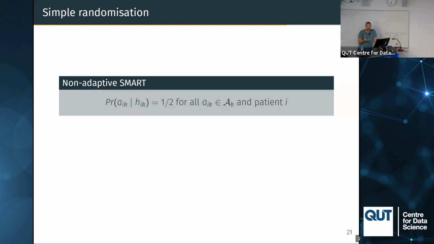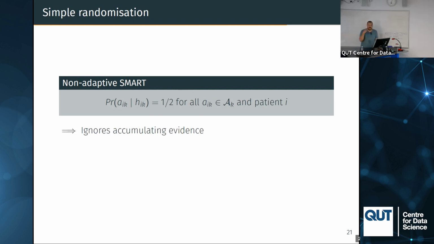In a non-adaptive trial, I've said non-adaptive SMART, but in any non-adaptive trial, simple randomisation or equal randomisation is just that the probability that you receive a treatment is proportional to the number of treatments under consideration. So here it's just the probability statement. Probability of treatment in the SMART, conditional on whatever history, is 1/2 here because we're only considering 2 treatments.